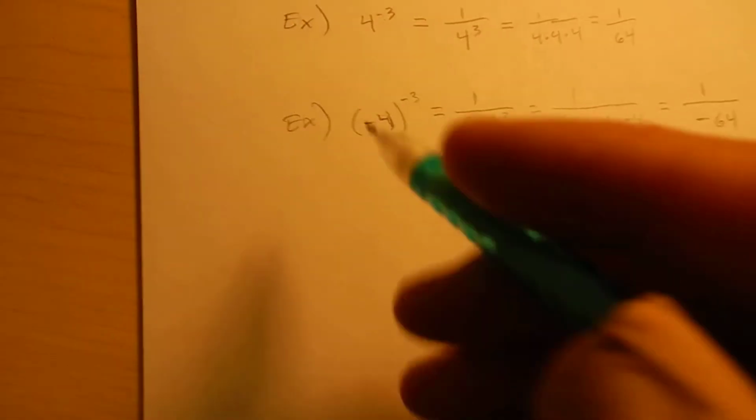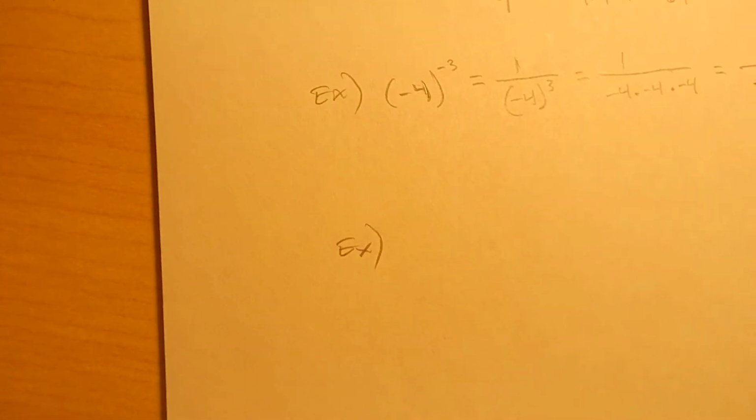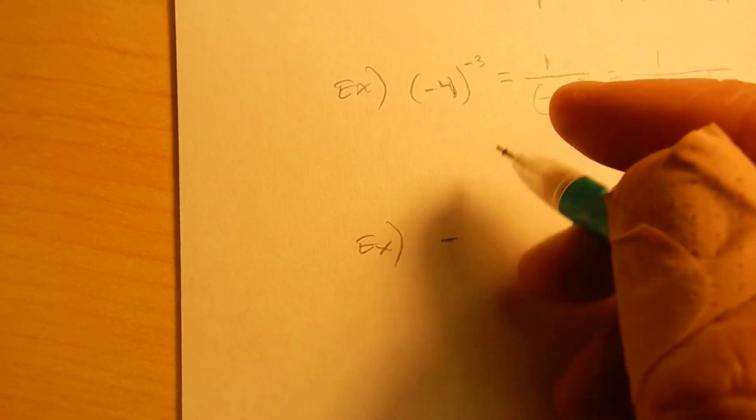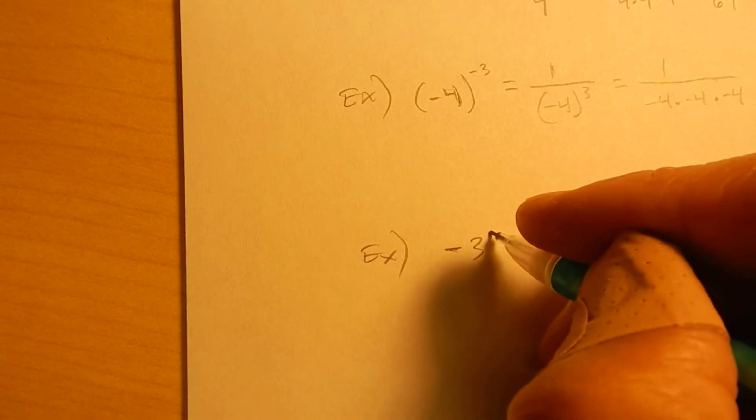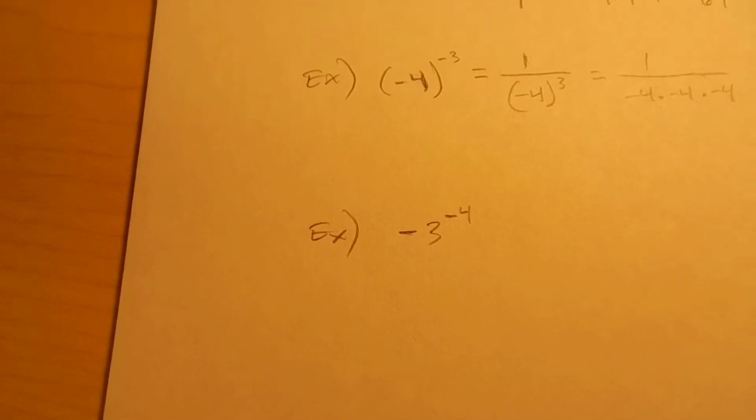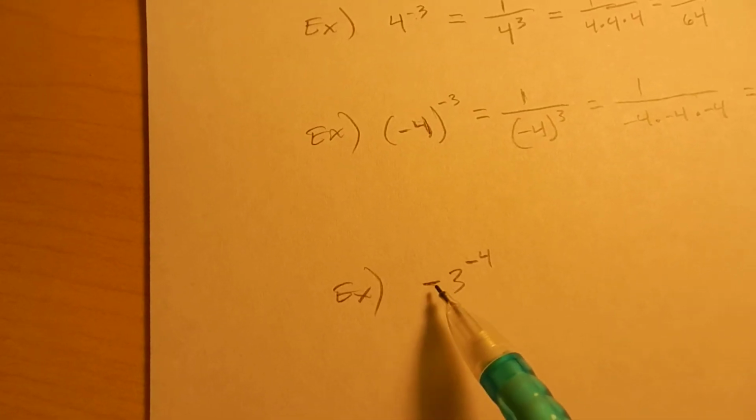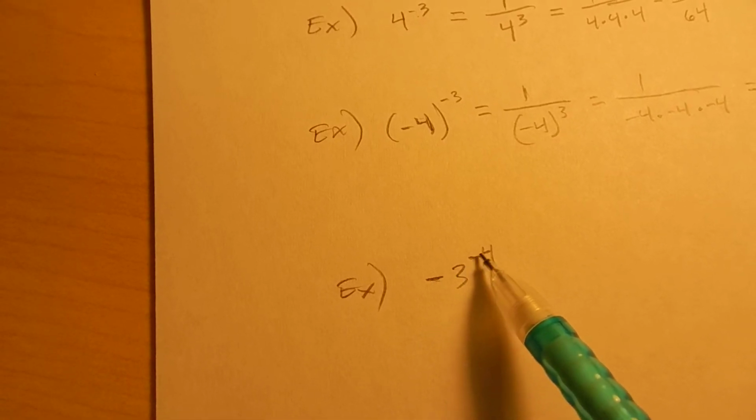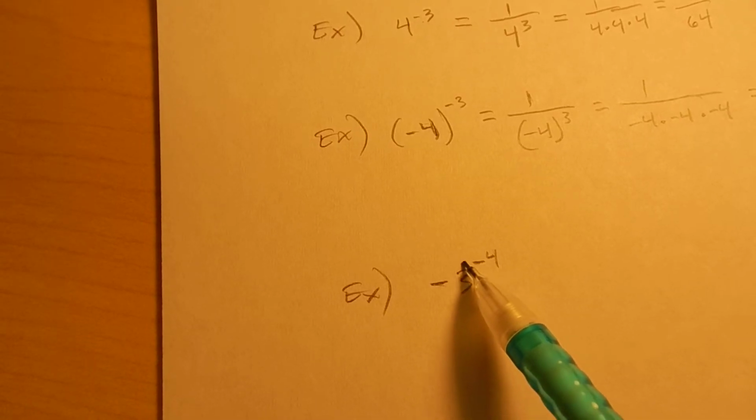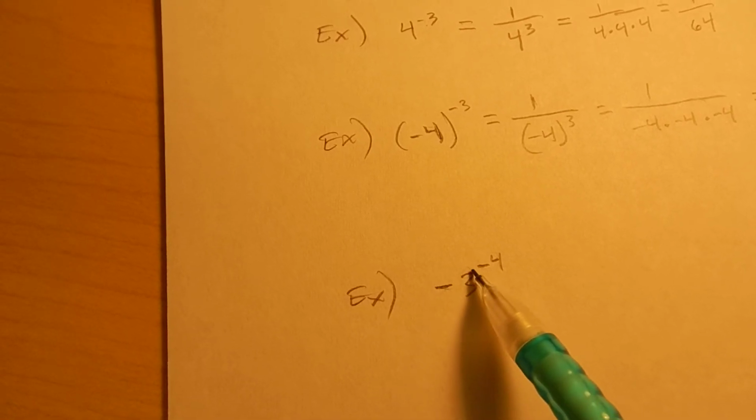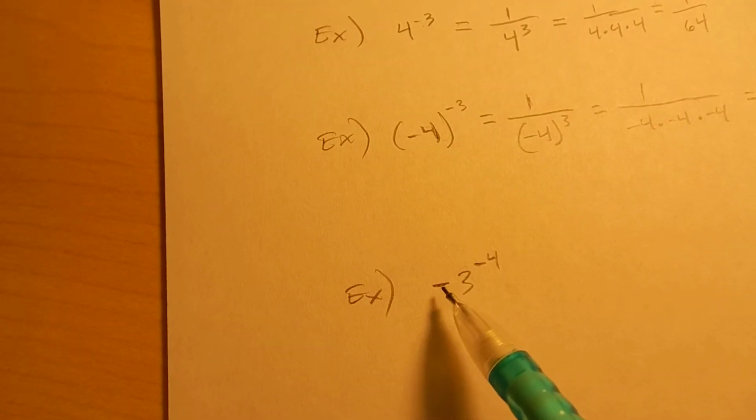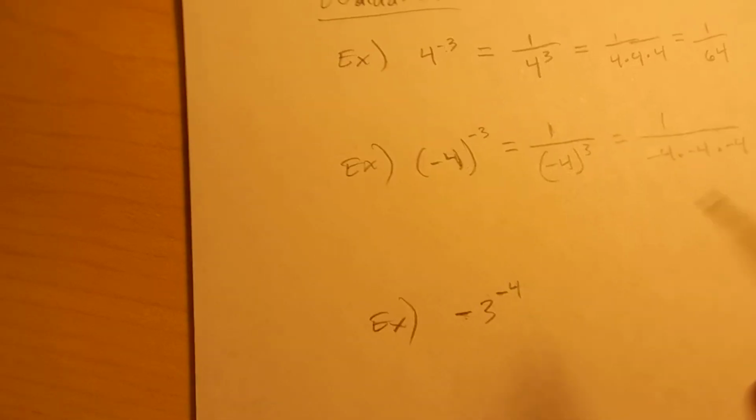Let me do one more. Let's take negative 3 to the negative 4th power. Alright, negative 3 to the negative 4th power. Now, I actually said that wrong because the negative 4 power really just applies to the 3. If we wanted it to apply to that sign, we'd need a parenthesis, as is in here. So really we should think of this as the opposite of 3 to the negative 4th power.